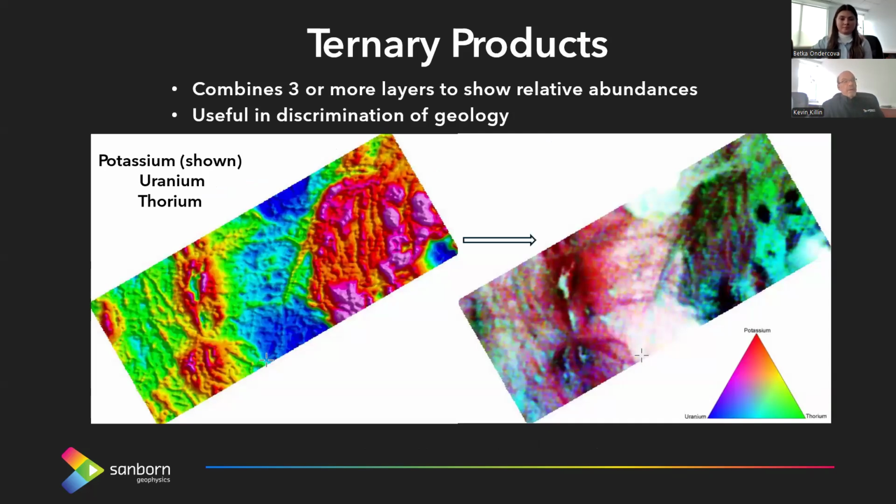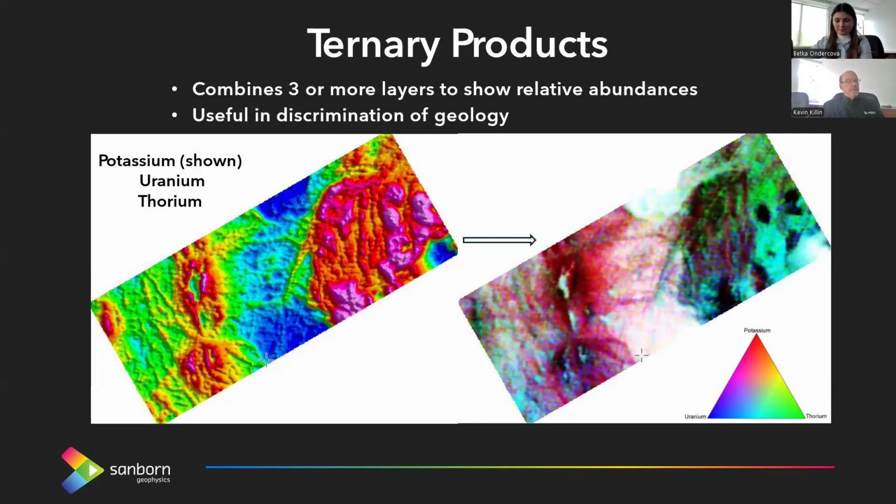So ternary products have been around in use in radiometric data analysis for a very long time. However, this does serve as an illustration of the thought process that is going to go into the creation of more advanced products from the GIS data. So this is a windowed portion of a large fixed wing survey. This is only about 5,000 line kilometers of it.